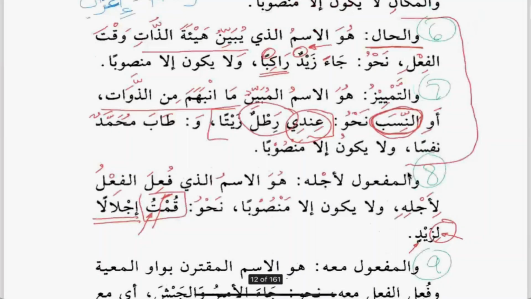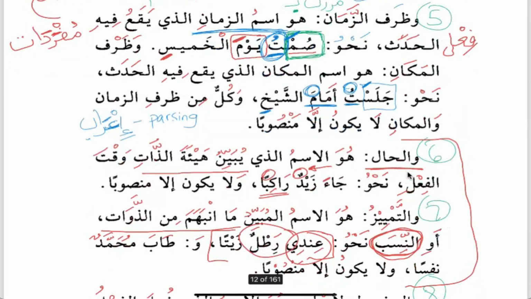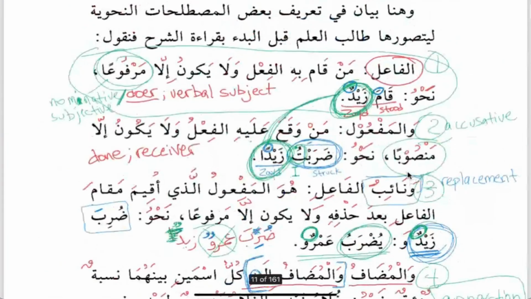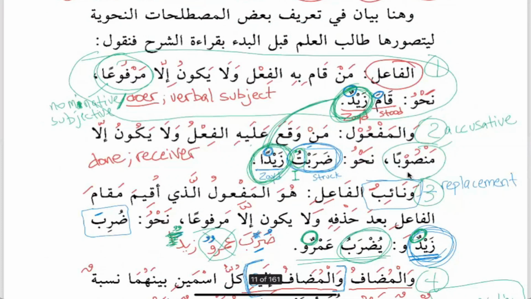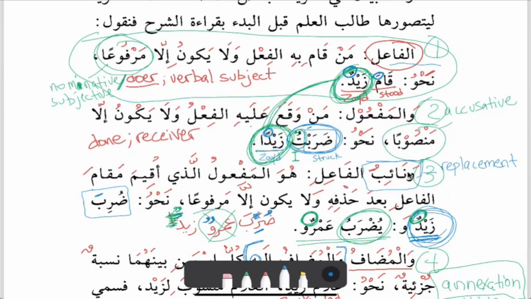All right. So we're still in this introduction before getting to the actual matn, covering some istilahat, some terminologies. So we covered the fa'il, doer, verbal subject, yani subject of a verbal sentence.